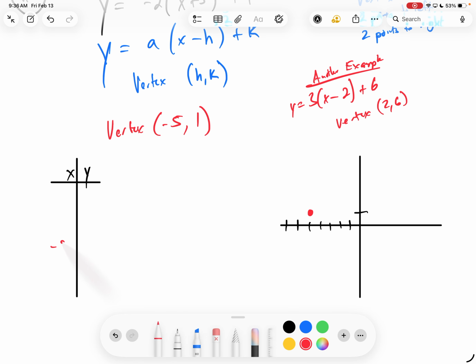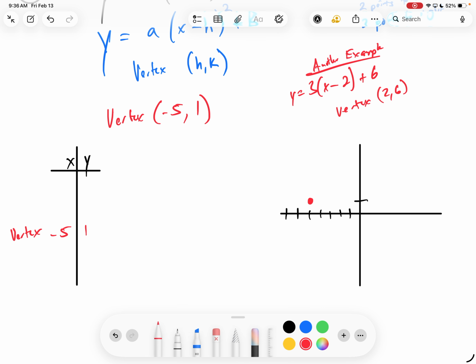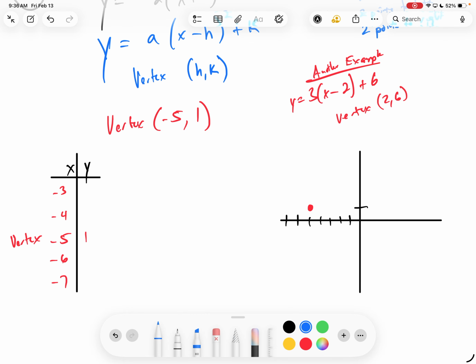So if I put my vertex right here in the middle of my little chart, now I need to find 2 points less than that and 2 points greater than that. I would just use the 2 right next to it. So I want to find -4 and -3, and then -6 and -7. Okay? So I'm going to start plugging these in. I always try to plug in the smaller ones, but plug in 2 numbers to the left or 2 numbers to the right. I'll show you why in just a second.